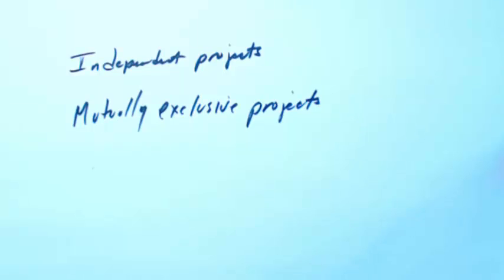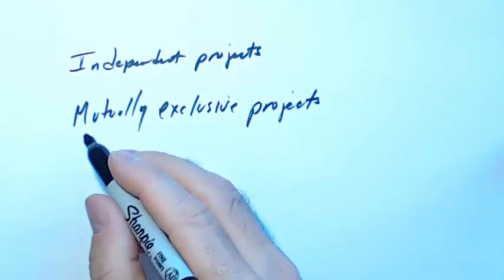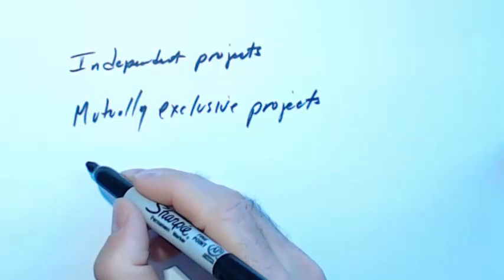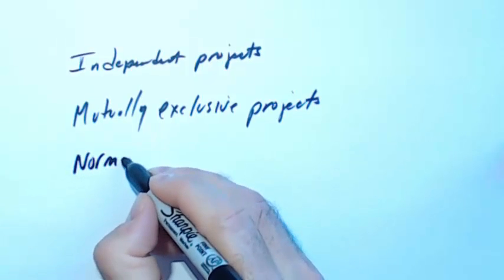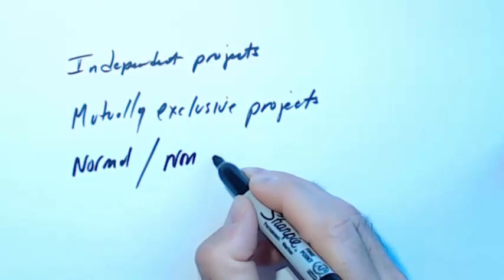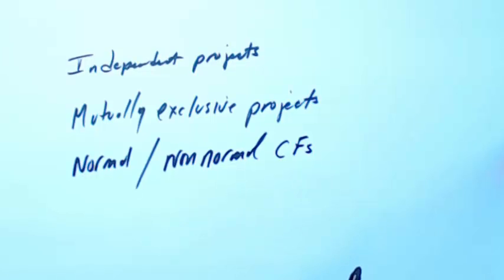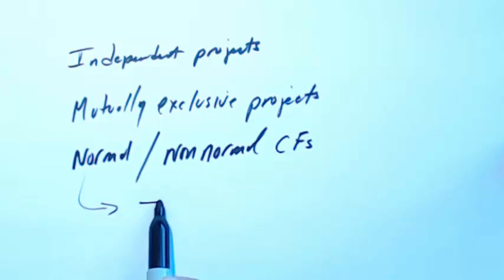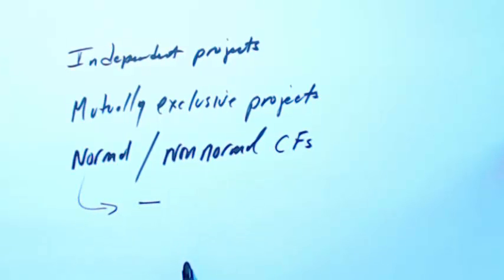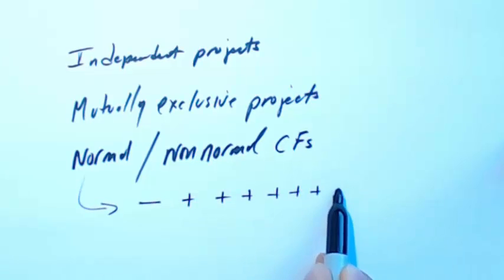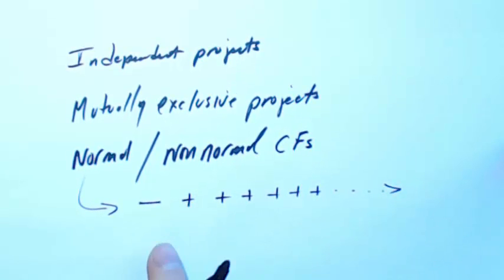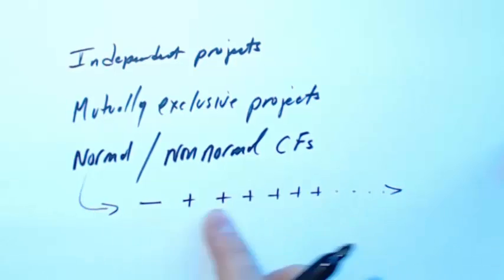Now, another concept that's going to pop up is the concept of normal and non-normal cash flows. Normal cash flows are defined to be cash flows where we spend money today, so the first cash flow is negative. Then we receive cash into the future. Normal cash flows look like this pattern.